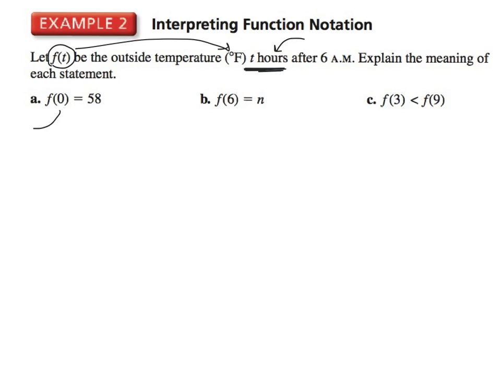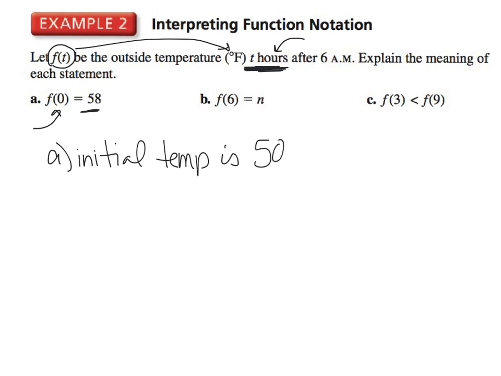So this means we're plugging in f of 0. 0 is hours. So after 0 hours, we have f of 0 equals 58, meaning the temperature is 58. So what does that mean? This is our initial temperature. Our initial temperature is 58 degrees. That is not an 8. 58 degrees Fahrenheit. Now, at what time is that? It's our initial height at 6 a.m.